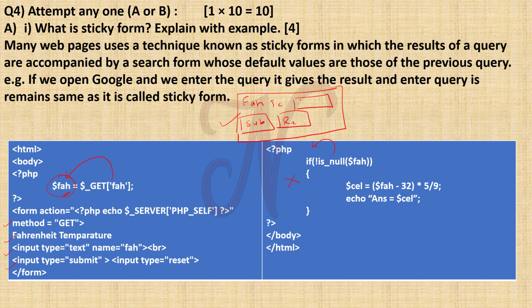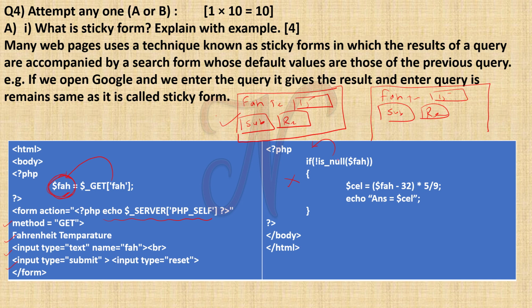Okay, and if you pass some number here and press the submit button, see here, my action is PHP self. Again this program runs from the first line, and now the text box value is set to this $fh variable. Now this variable is not null. Again this form is shown in your output window. See here, the second time it is the same form: Fahrenheit temperature, the text box, the submit button and the reset button.